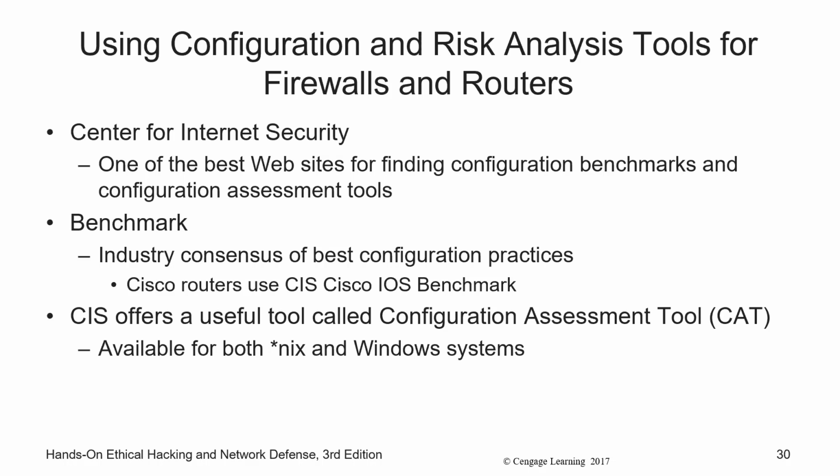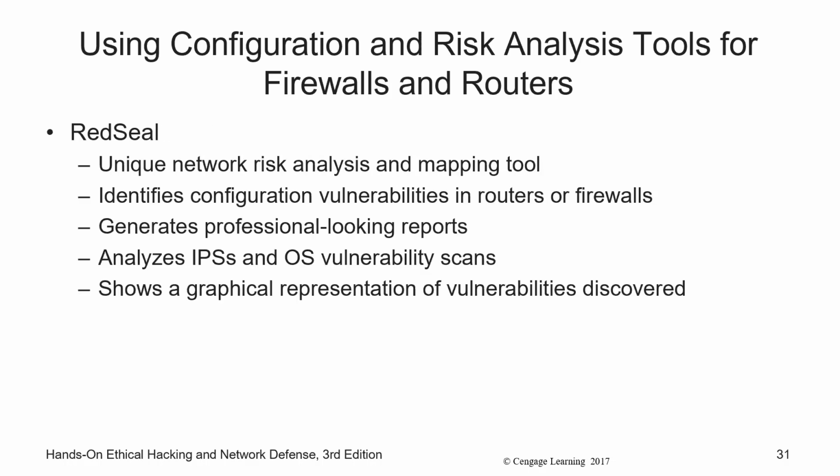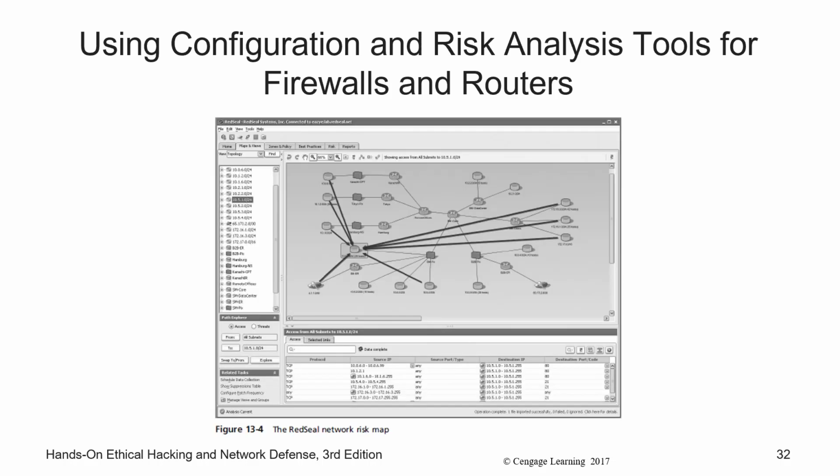CIS also puts out their CAT, or Configuration Assessment Tool, which is available for Unix and Windows systems that you can use to assess your configurations. Red Seal is another tool. It looks for configuration vulnerabilities in routers and firewalls. It builds a report out for you. It analyzes intrusion prevention systems and looks at OS vulnerability scans, and it gives you a nice little graphical representation of what it's found. Here's an example of Red Seal and its network risk map.